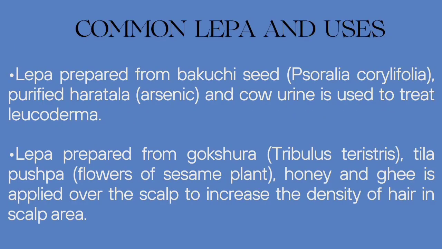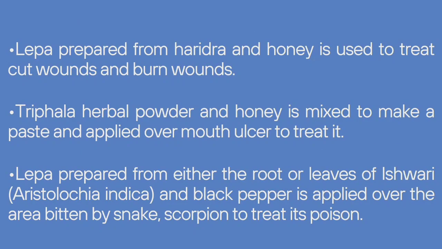Common Lepa and uses. Lepa prepared from bakuchi seeds, purified haratala and cow urine is used to treat leukoderma. Lepa prepared from gokshura, tilapushpa, honey and ghee is applied over the scalp to increase the density of hair in the scalp area. Lepa prepared from haridra and honey is used to treat cut wounds and burn wounds. Triphala herbal powder and honey is mixed to make a paste and applied over mouth ulcers to treat them. Lepa prepared from either the root or leaves of Ishwari and black pepper is applied over the area bitten by snake or scorpion to treat its poison.